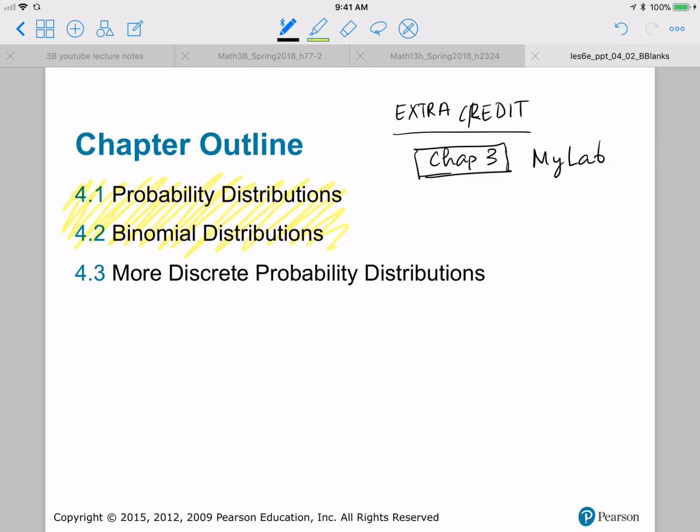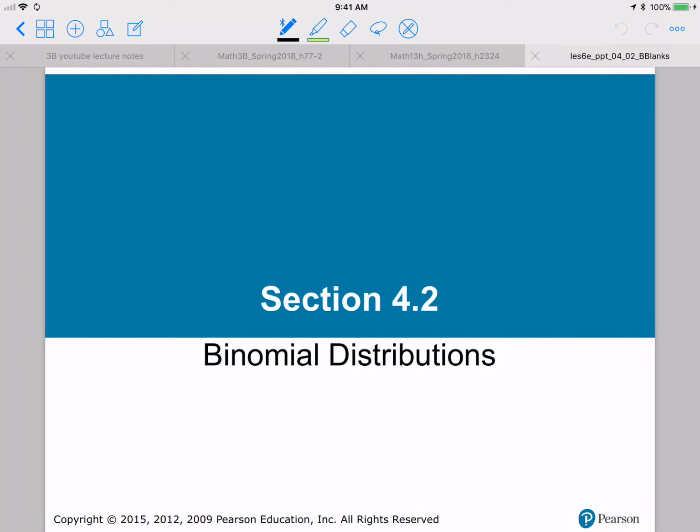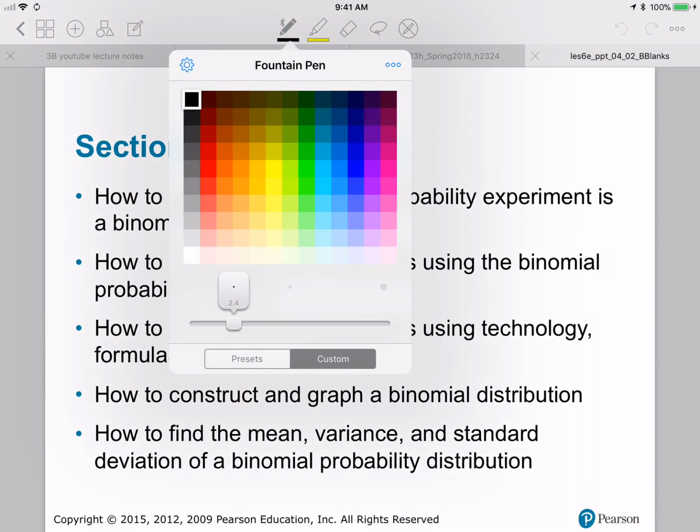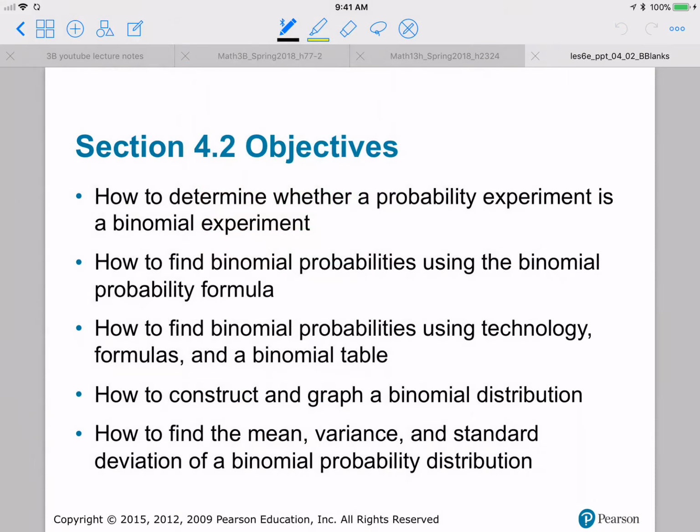Okay, so for this section, we are focused on 4.2, and we're going to learn about binomial distributions. We have 5 objectives, but realistically, we don't have that many. First, how to determine whether a probability experiment is a binomial experiment, this is key. Number 2, how to find binomial probabilities.